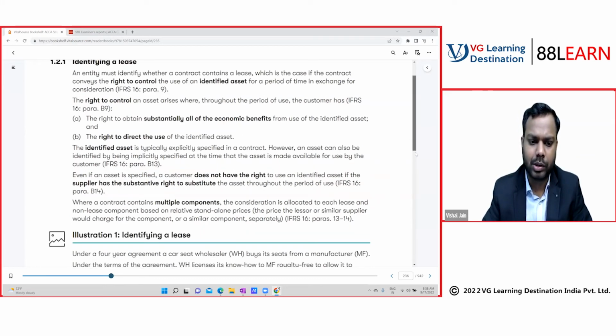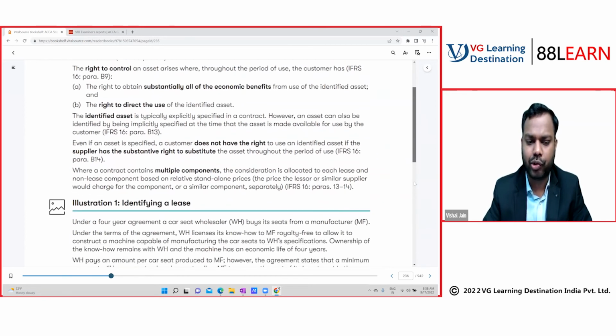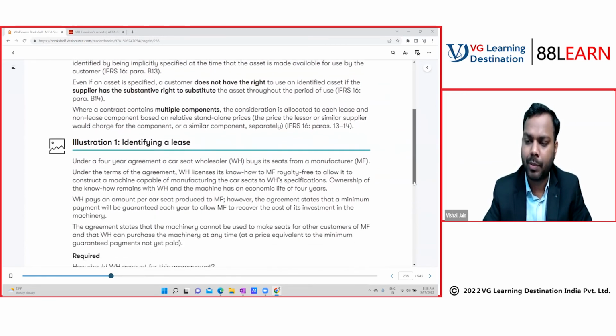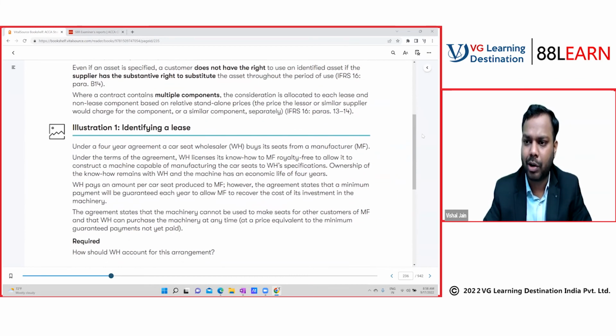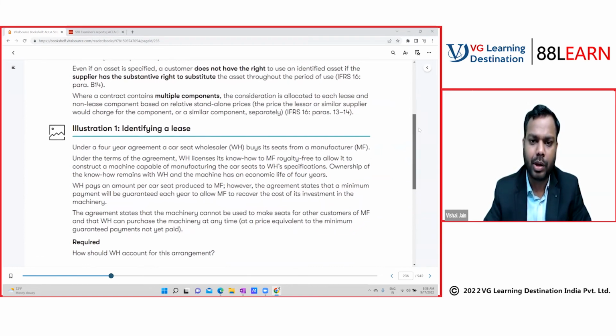Now, till then, I'll send this question in the WhatsApp group. I'll send this illustration in the group. Or if you want, you can take a screenshot of this question. I've projected it. All of you can take a screenshot of it. Illustration number 1. Please take a screenshot of it, guys.